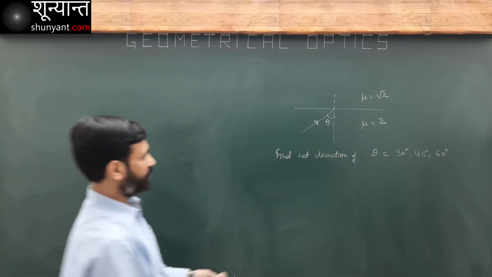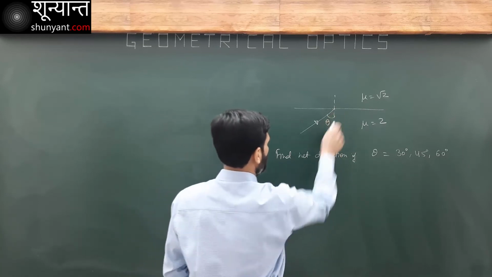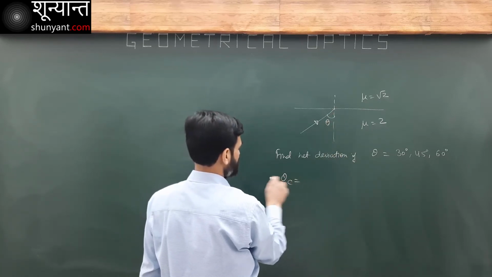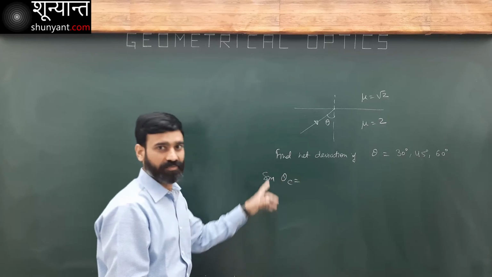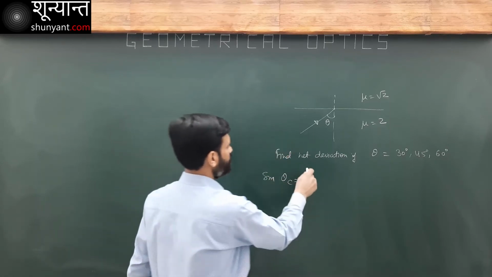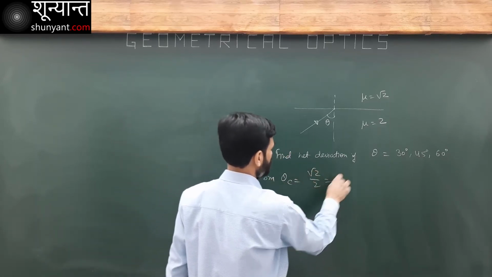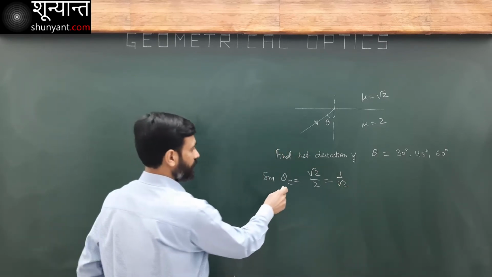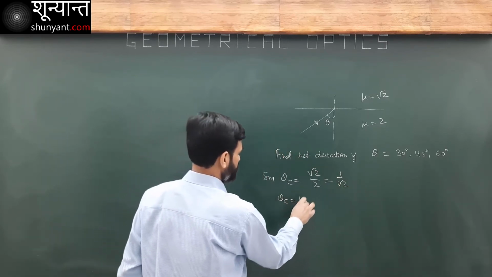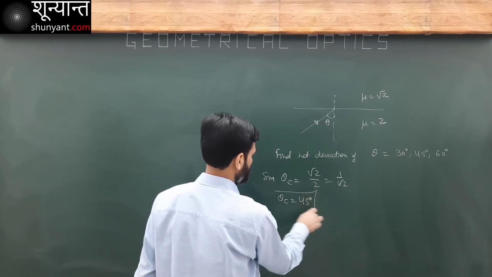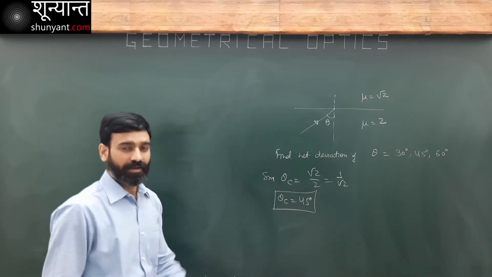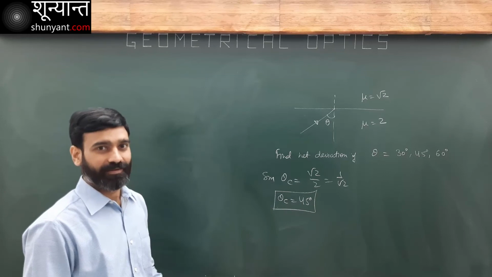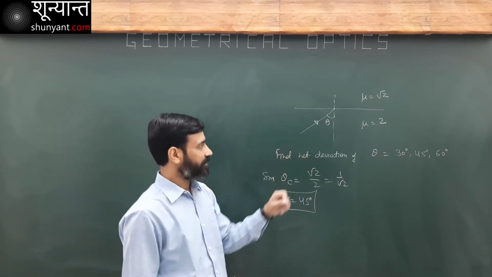Okay, in this problem here, what will be the critical angle, sin theta c, for this interface? It is going to be equal to root 2 over 2, which is 1 over root 2. So what is theta c? It is 45 degrees. The critical angle is 45 degrees. I have to find the deviation.